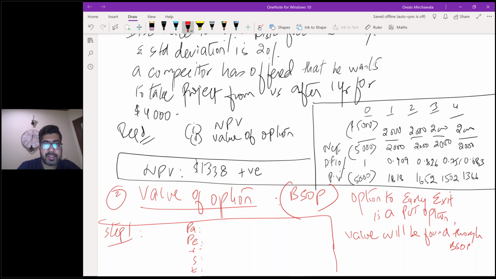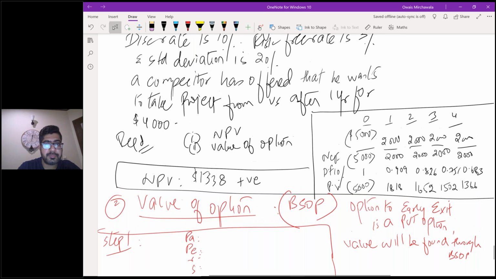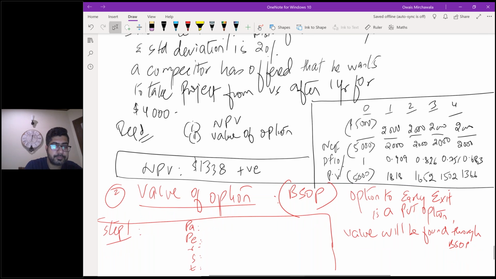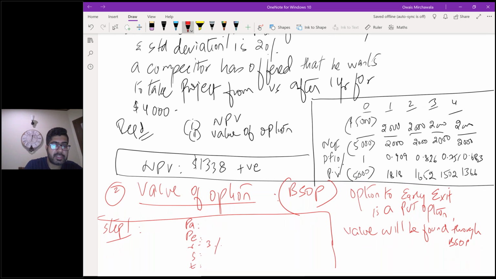R is very easy, risk-free rate. It's given in the question, 3%. Standard deviation is also going to be given, 20%. Time to expiry, how much time is the competitor asking? 1 year. Let's give the project to us after 1 year. 1 year is the expiry period. This option won't be valid after 1 year. Now PE of this option: to exercise this option, we will get cash of 4,000.